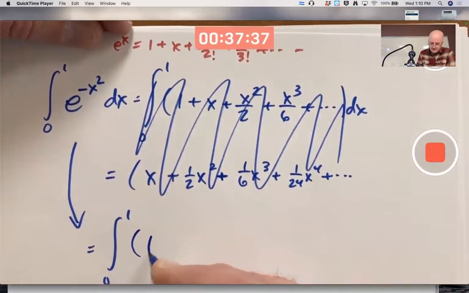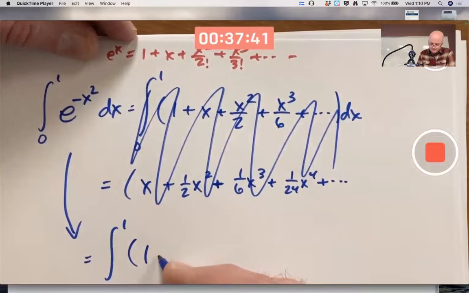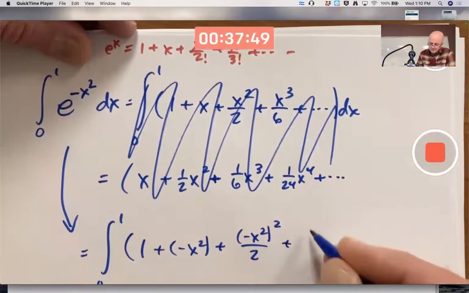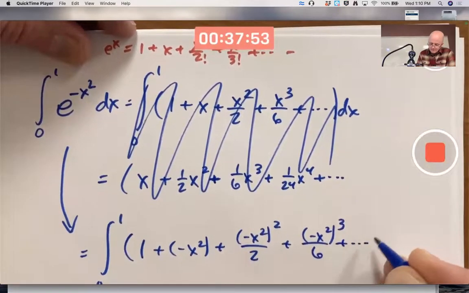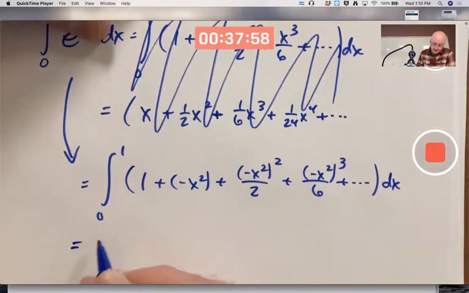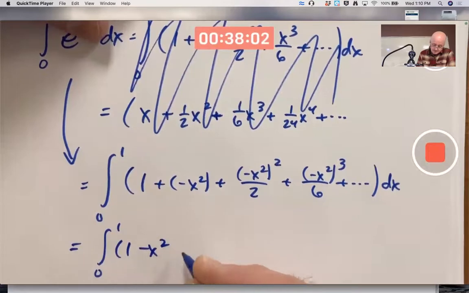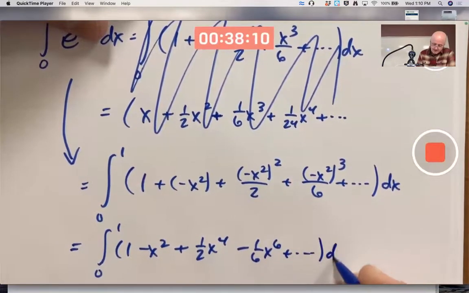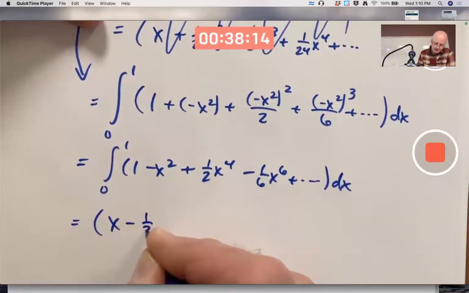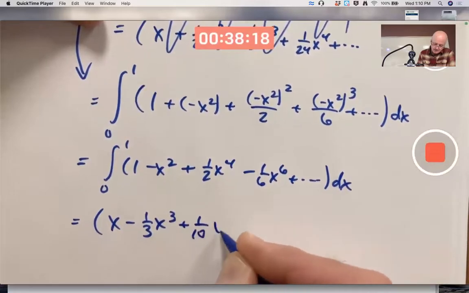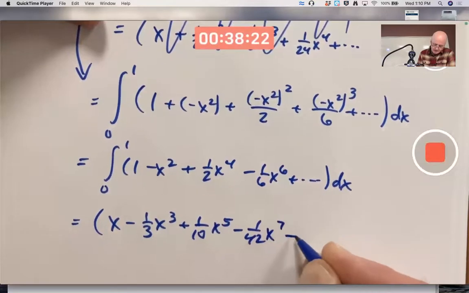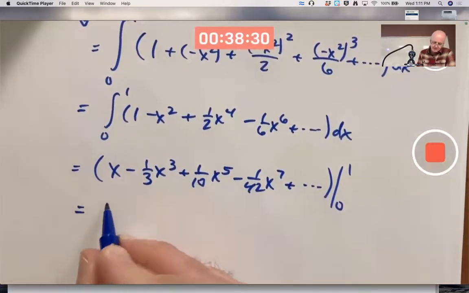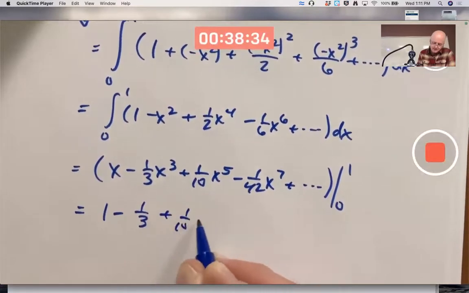So replace each x with negative x squared. Let's simplify before we integrate. Now, yes, integrate term by term. If we plug in 0, we get 0. Plug in 1, we can represent the integral, the final answer, as 1 minus a third plus a tenth minus a 42nd, et cetera.